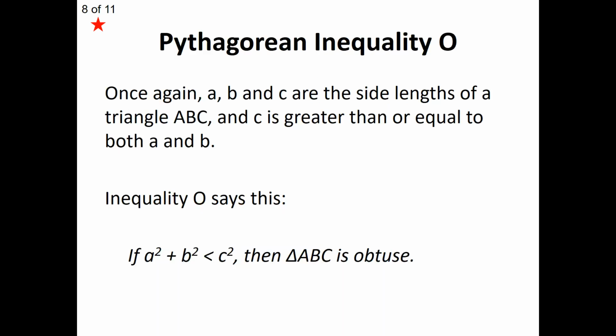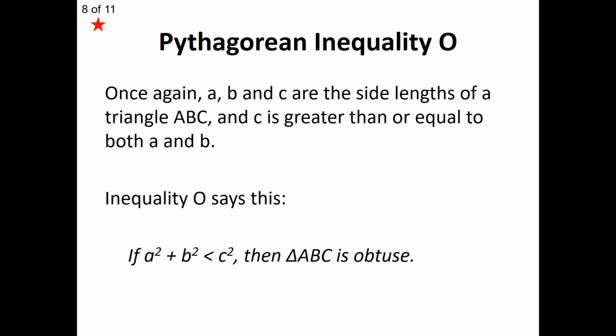Now let's move on to the Pythagorean inequality O. The O stands for obtuse. Let's now prove that if a squared plus b squared is less than c squared, then our triangle will be an obtuse triangle. So again, what we've done in this case is we've stretched our hypotenuse just a little bit such that a squared plus b squared is now less than c squared.